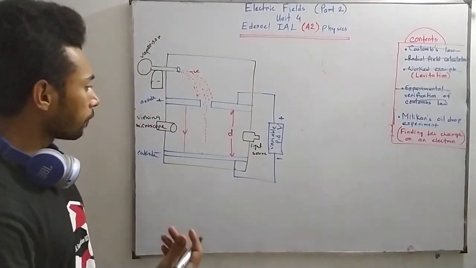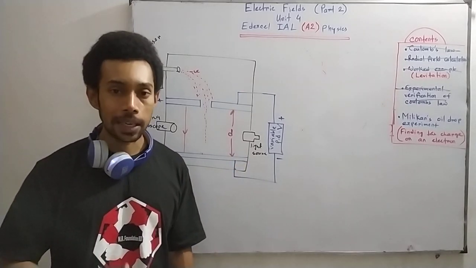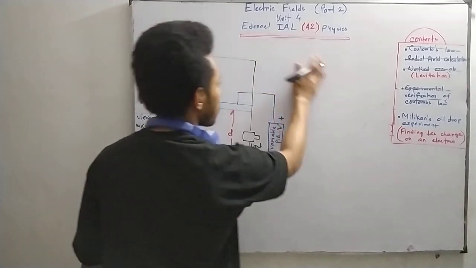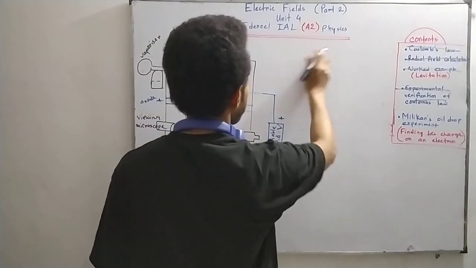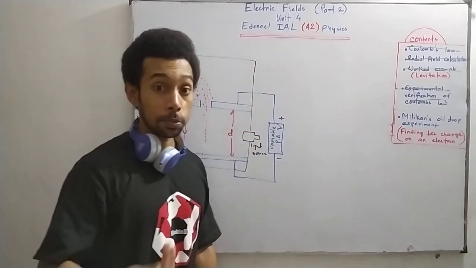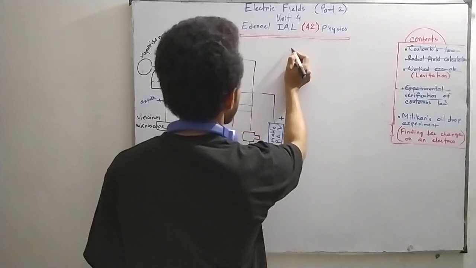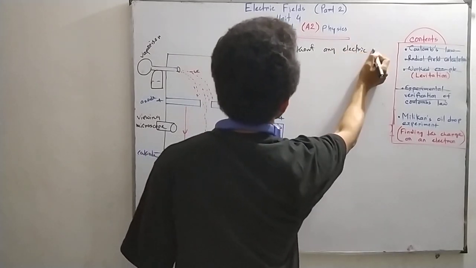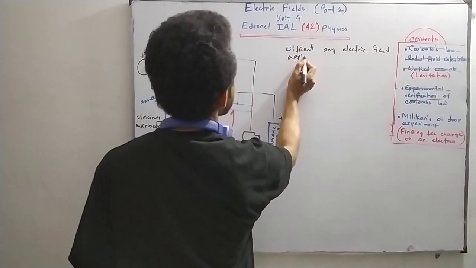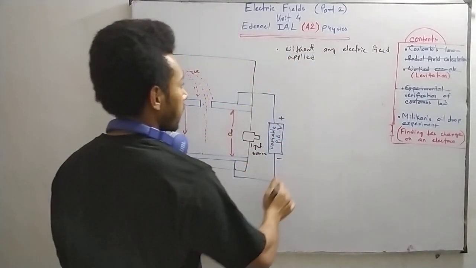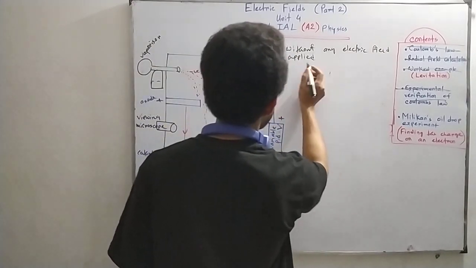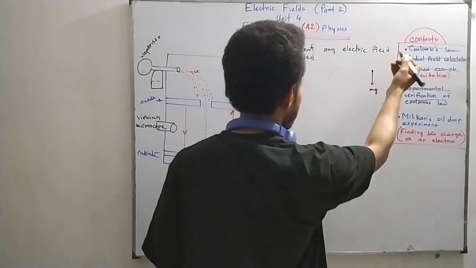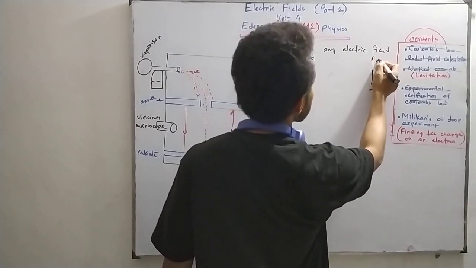When you first turn off the switch, if you don't apply any electric field, the oil droplets will reach terminal velocity, and we have already discussed that if you ignore the upthrust, we can write that without any electric field applied, the oil droplets have weight in the downward direction, and since it is reaching terminal velocity, there will be viscous drag.